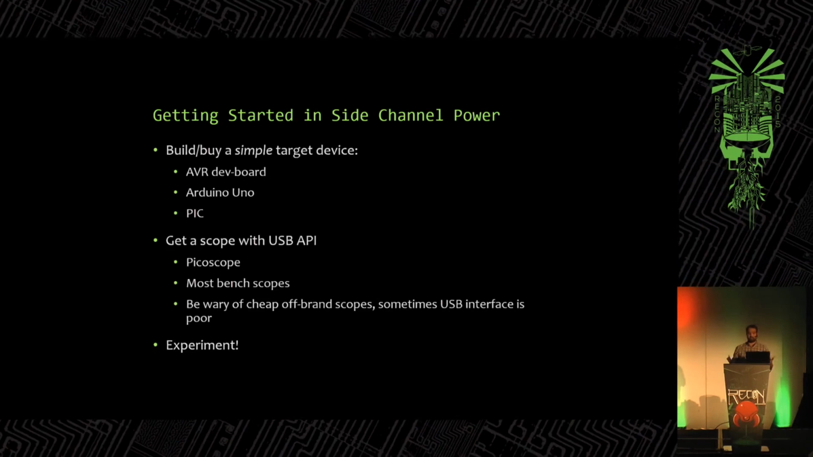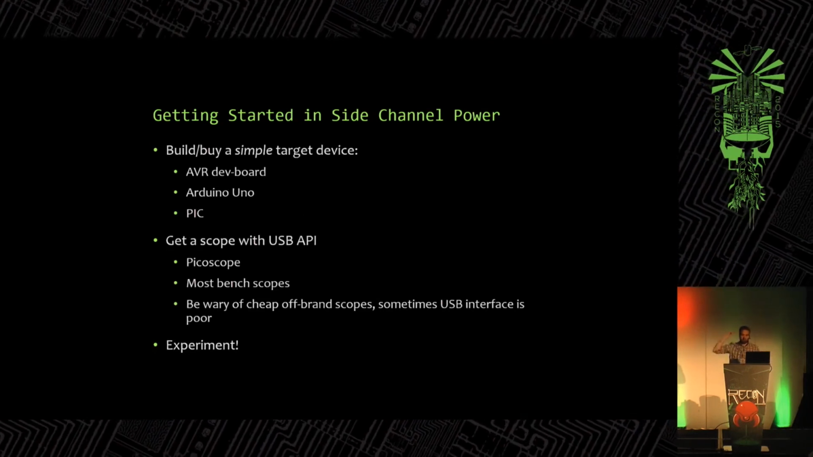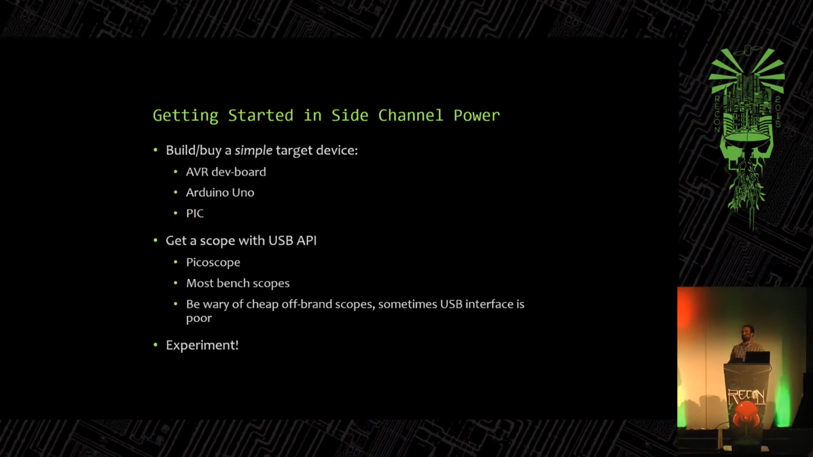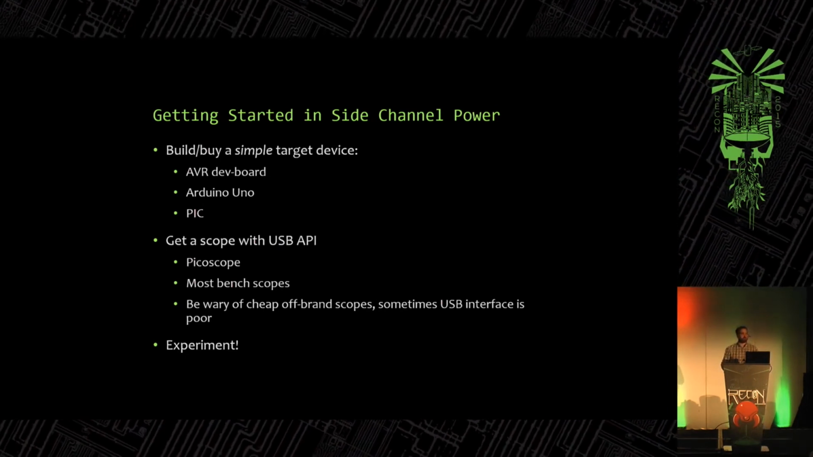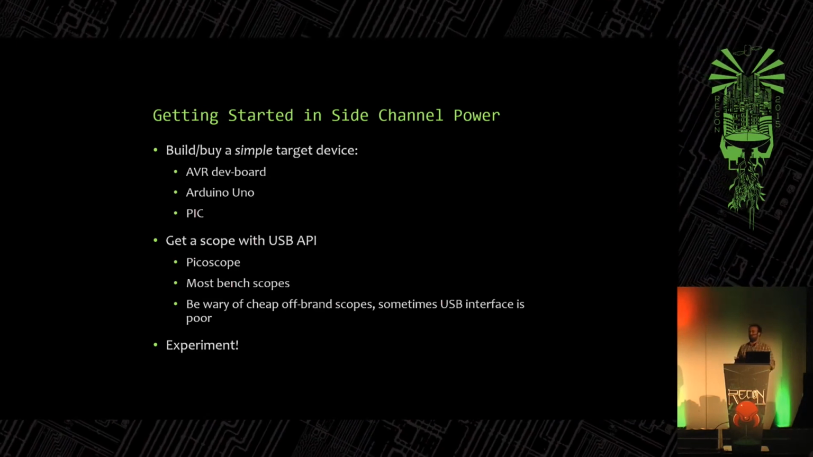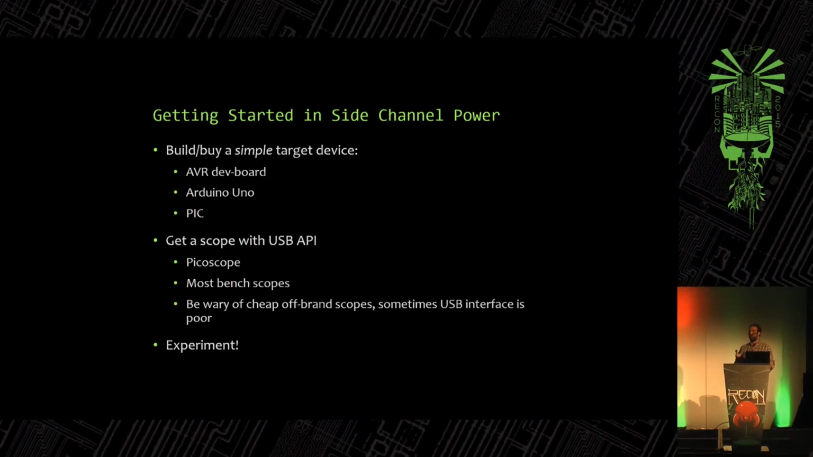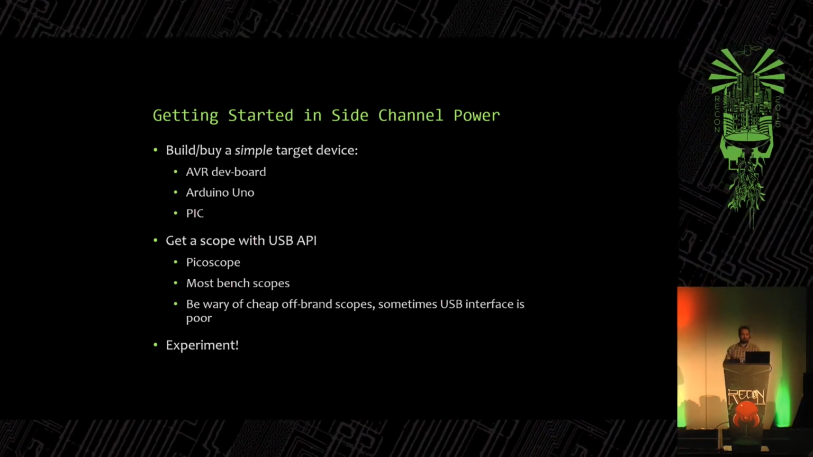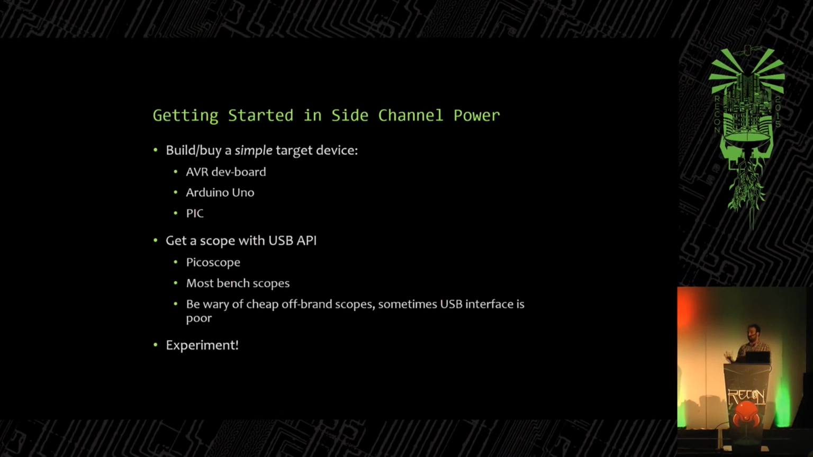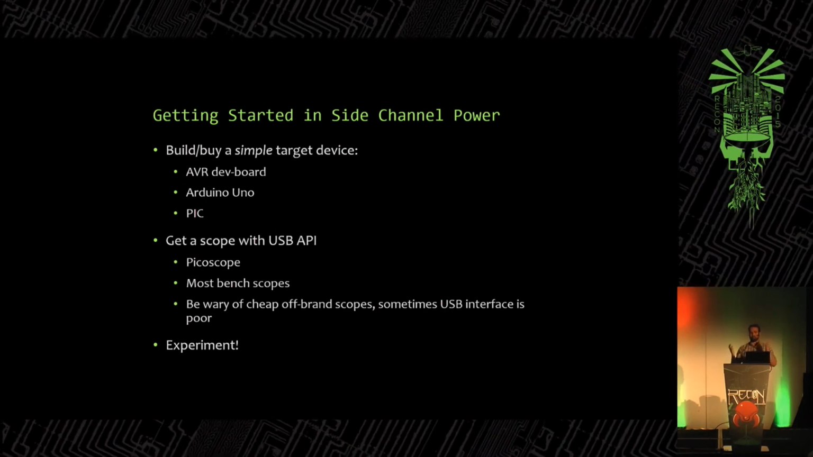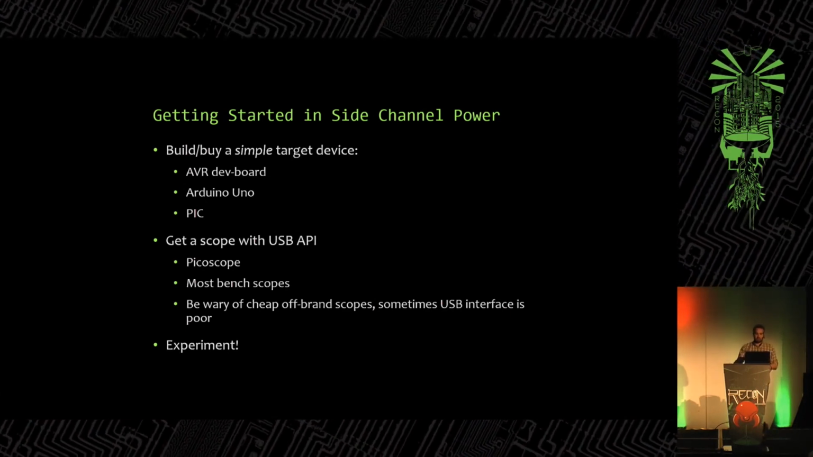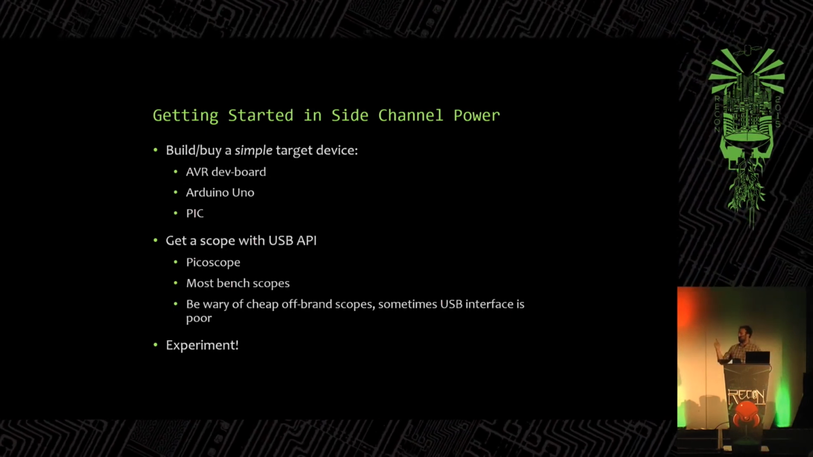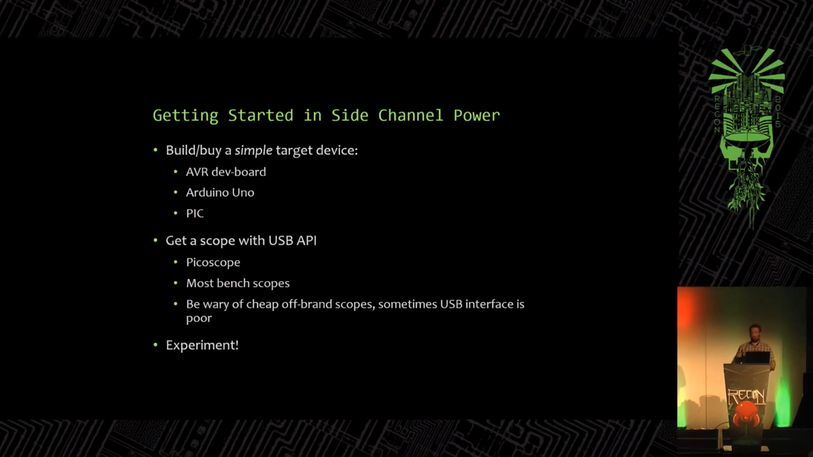All right, so if that interests you, how can you get started? Really, all you need is a few things. You need a simple target device. So do not try side channel analysis for the first time on a Raspberry Pi or ARM or anything like that. You want an 8-bit microcontroller ideally. So an AVR dev board, like the Arduino Uno I showed earlier, again, not the ARM stuff, or a PIC controller. And you just need some way to measure the power on it, so a scope with a USB API. I like the PicoScope models. A lot of bench scopes have it.